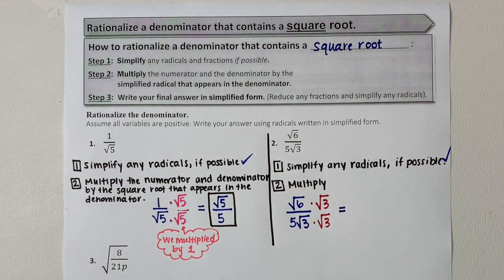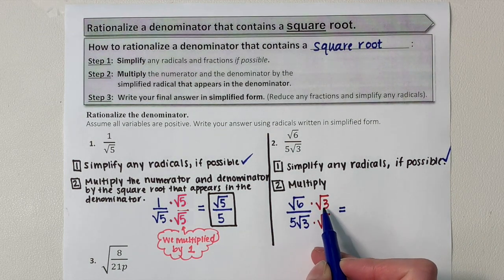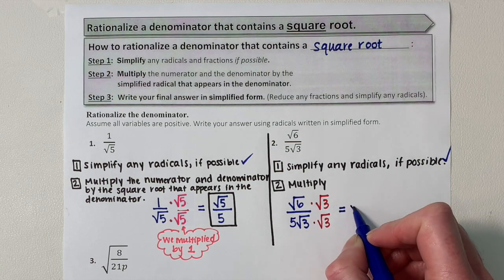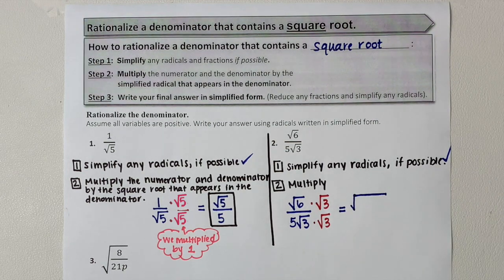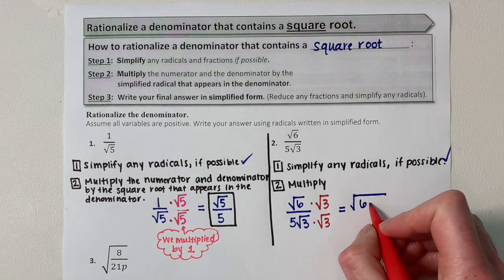In chapter 6.3, we learned the product property of radicals. And the product property of radicals says that when you multiply two radicals that have the same index, you can just combine that multiplication underneath one radical symbol. So that would give us the square root of 6 times 3.